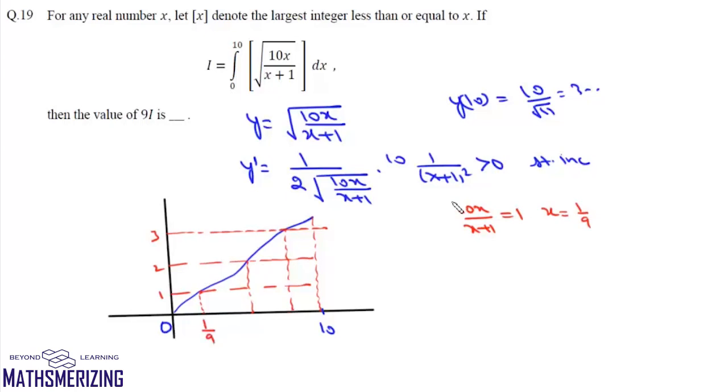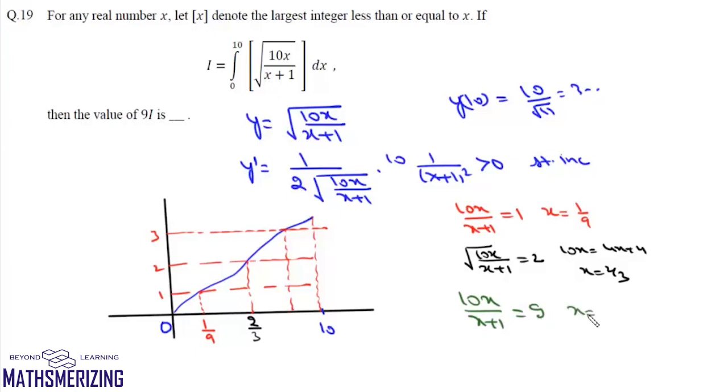Now for this we'll put under root 10x upon x plus 1 equal to 2. Now we square it, we'll get 10x equals 4x plus 4, so the value of x is 2 by 3. So this point will be 2 by 3. Then if we put it equal to 3, we'll get 10x upon x plus 1 will be 9. So we'll get the value of x as 9. So this point will be 9.